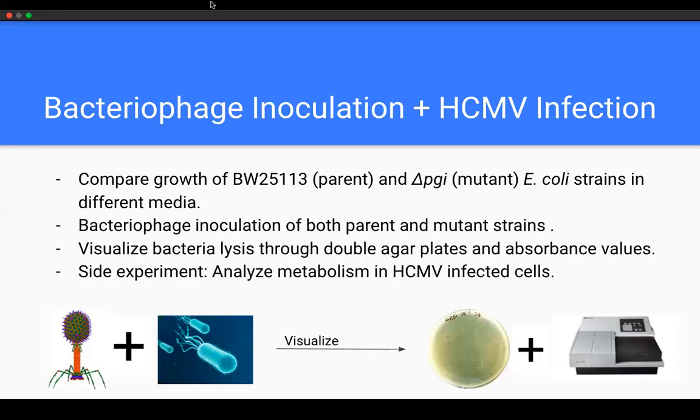And as a side experiment, we also analyze metabolism, specifically metabolites or molecules related to the Pgi gene in human fibroblast cells infected with HCMV virus. And this was just another way of seeing the significance of the Pgi gene in metabolism.